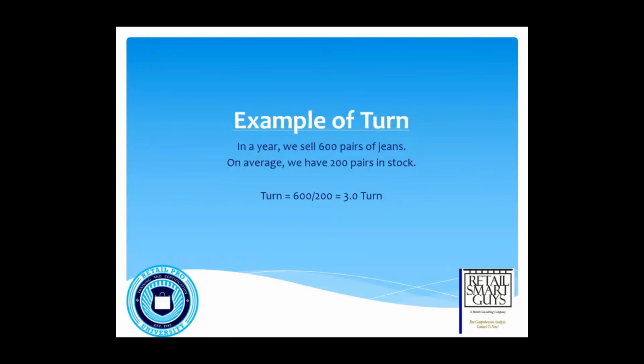So here's an example. In a year, we sell 600 pairs of jeans. On average for the year, we have 200 pairs in stock, so our turn is roughly a 3. And for most of you, a 3 turn is probably the right thing. That's kind of a good sweet spot to be, although a little faster wouldn't be bad either.